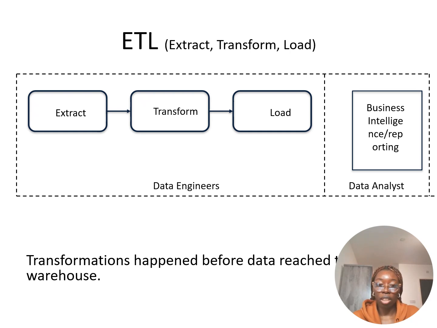After the extraction is the transformation stage. Now, it's important to know that in ETL processes, the transformation is done before data is loaded into the data warehouse. However, in ELT, which we're going to get to, the transformation is done as the last stage. Now, in the load stage, this is where the data is now loaded into the data warehouse. This is typically an OLAP system.